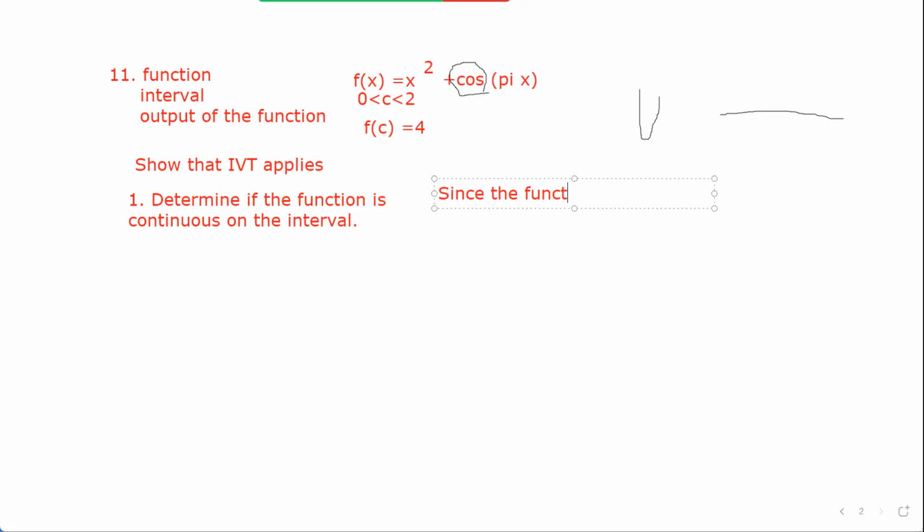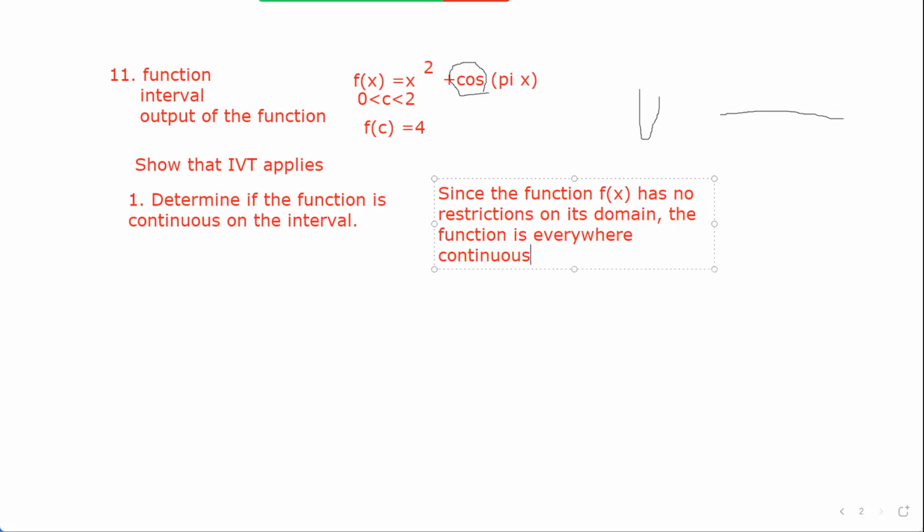since the function f of x has no restrictions on its domain, the function is, I'm going to use her word, everywhere continuous. And therefore, this is overkill, continuous on the given interval, right?